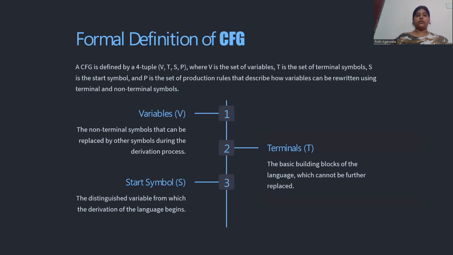So going forward to the formal definition, context-free grammar has mainly four tuples, basically V, T, S and P, where V is a set of variables which consist of non-terminals, T is the set of terminals, S is the starting symbol, and P is the production set of rules describing how variables can be set and rewritten using the forms of variables, that is non-terminals and terminals.